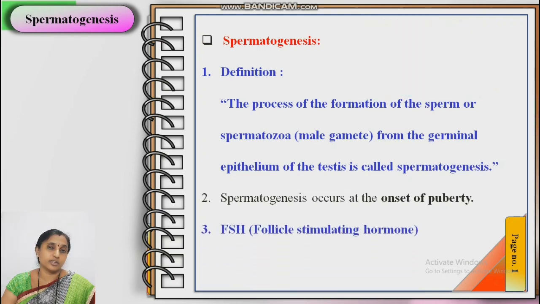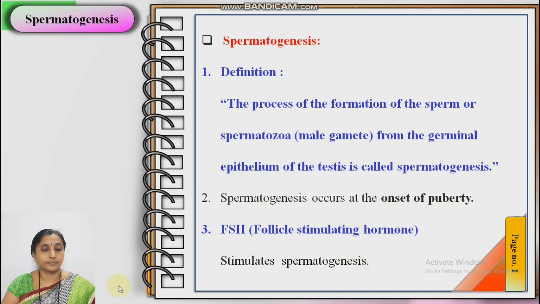How does spermatogenesis take place, or which factor helps in spermatogenesis? Here also, likewise in the menstrual cycle, where hormones regulate the cycle, similarly a hormone helps in spermatogenesis. That is follicle stimulating hormone, and it is secreted from the anterior pituitary gland. FSH stimulates the formation of the sperms, that is, it stimulates spermatogenesis.